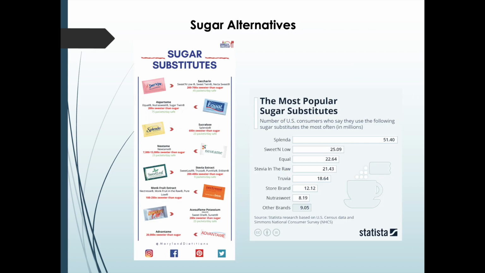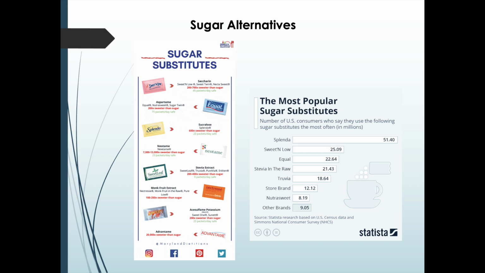So this is what I'm showing, the alternatives, how much sugar and how sweet they are. As you can see here, aspartame is 200 times sweeter than sugar. That's why if you take 1 teaspoon of sugar and a much smaller amount of aspartame, the sweetness is the same.